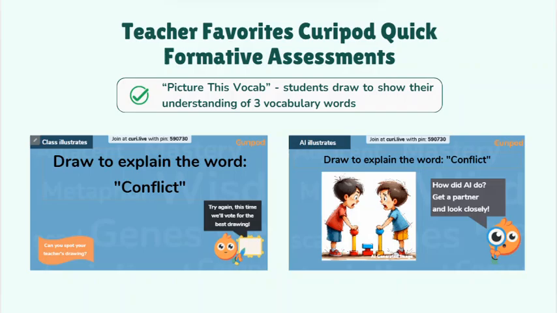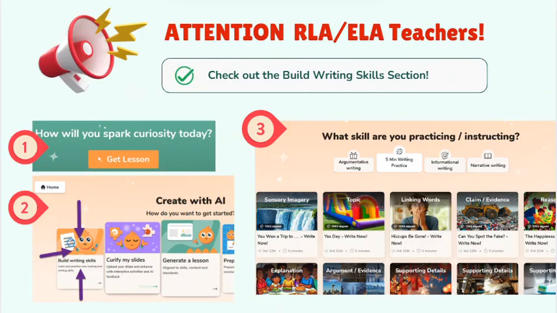You can explore more like this in the Generate Lessons button. And speaking of the Generate Lessons button, if you are an RLA or an ELA teacher, make sure to check out the Build Writing Skills section. It has so many pre-made templates you can make a copy of or edit, or use their AI to revise it for what your students need. That section is in the orange Generate Lesson button you used earlier while you were exploring.